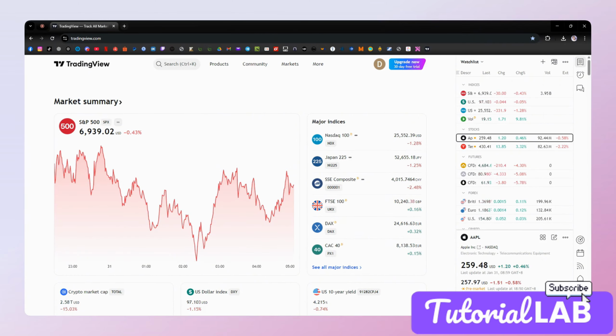Now, to guide you through the process, follow along. First, open your browser and go to Tradingview.com. Once you're on the page, go to Login Accounts.